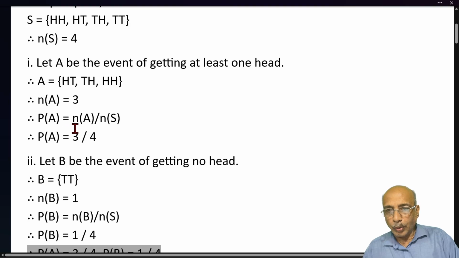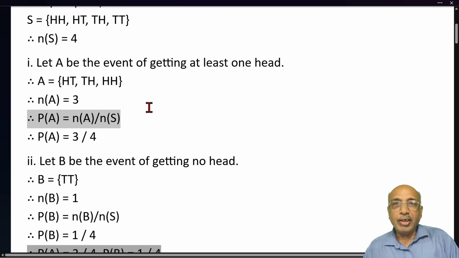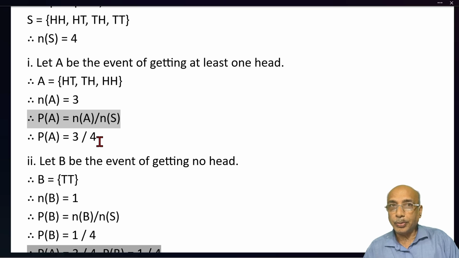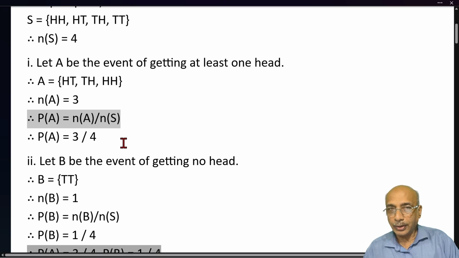P(A) equals, now a very important formula here, probability of A will be number of events divided by sample space. Number of events divided by sample space. So P(A) equals, here N of A is 3, N of S is 4, so it will be 3 by 4. And always keep in mind, as I told you in the introduction, probability never exceeds 1. So the denominator will always be greater than the numerator.